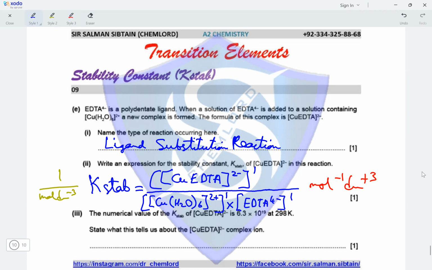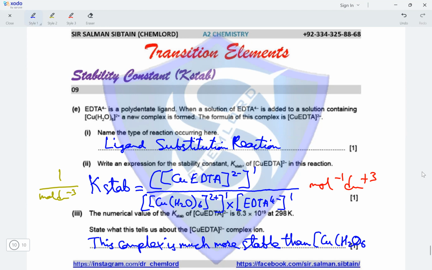Next, the numerical value of K stab of CuEDTA2 minus is 6.3 × 10 power 19. It's a large value at 298 Kelvin. State what this tells us about the CuEDTA2 minus complex ion. It tells us that this complex is much more stable than Cu(H2O)6 whole 2 positive. That is why its formation is preferred and it has a large value for K stab.